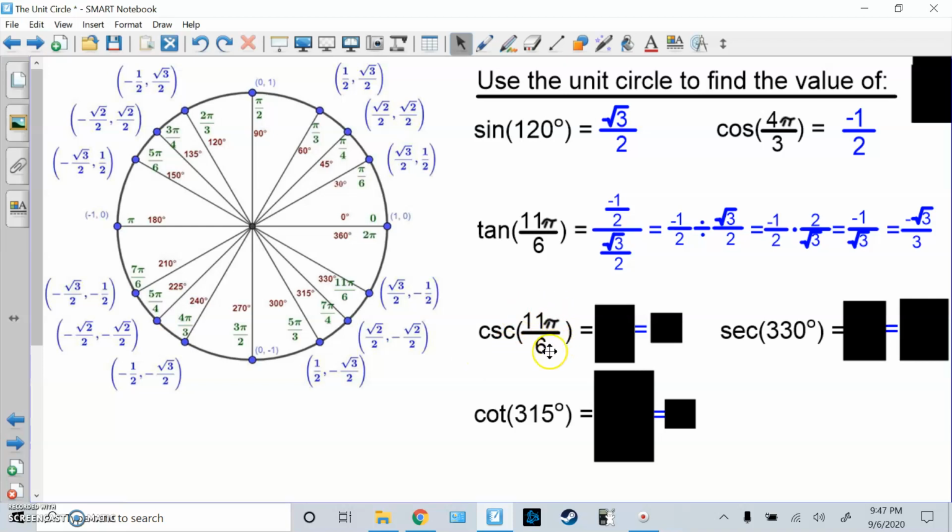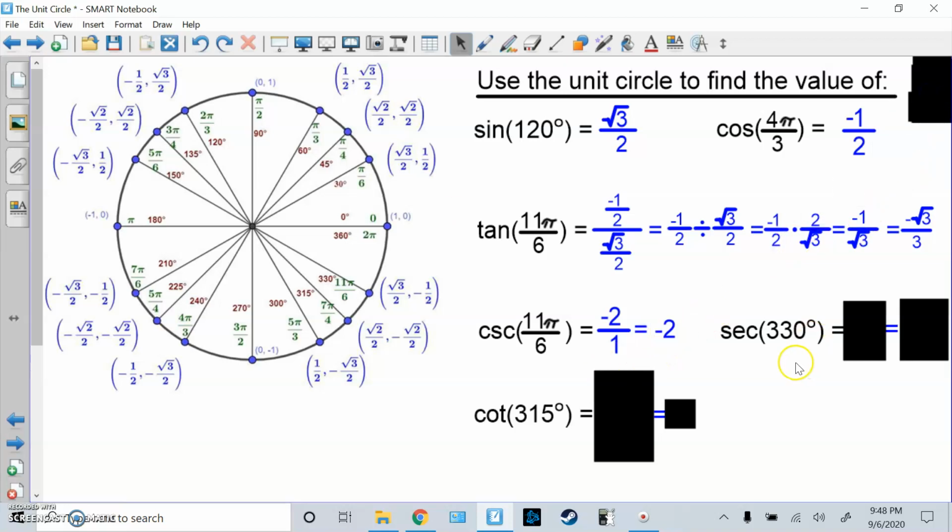Cosecant of 11 pi over 6. Cosecant goes with sine, so instead of O over H, it's H over O. I'm just going to flip it. So let's go to 11 pi over 6. The y value, I'm going to flip this. Instead of negative 1 over 2, it's going to be negative 2 over 1, which of course you fix to negative 2.